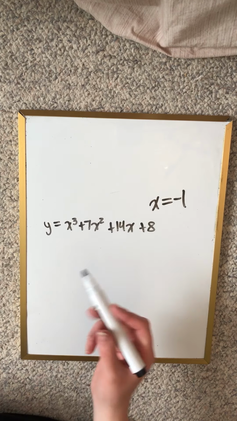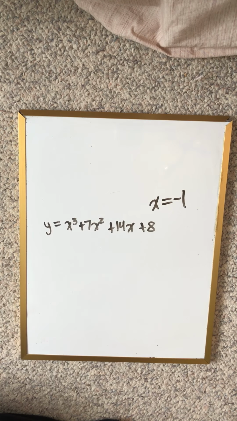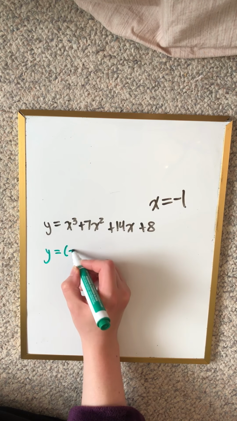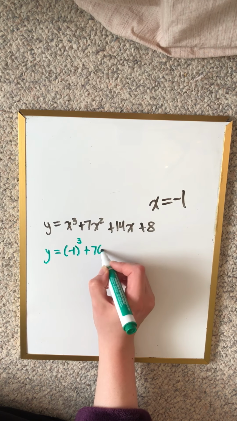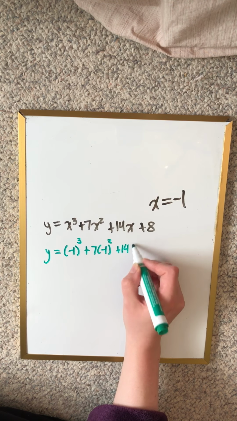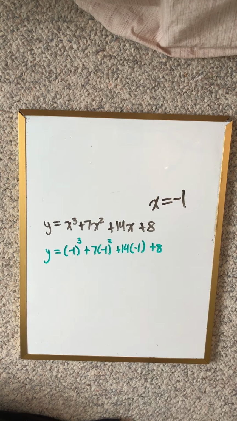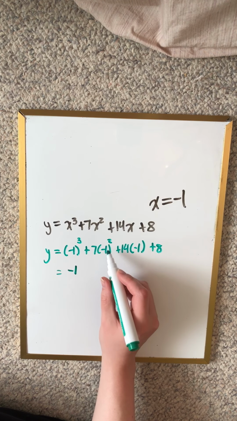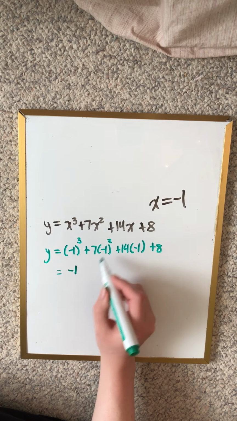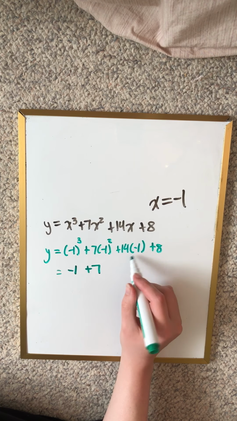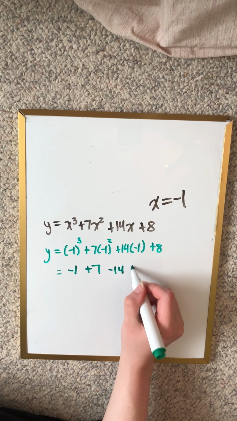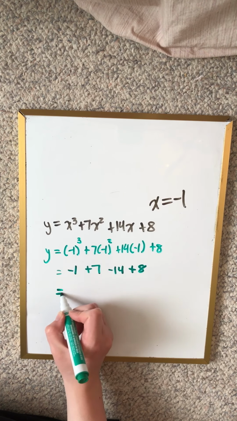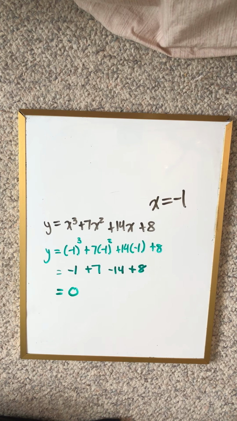So every time you see the variable x, you're going to substitute in -1. So -1 cubed is still -1. -1 squared is +1 times 7 will be 7. 14 times -1 is -14 plus 8. And if you do this either in your head or on your calculator, this is going to come out to equal 0.